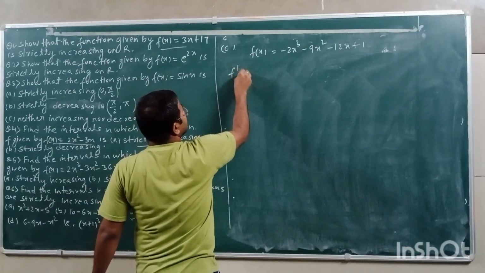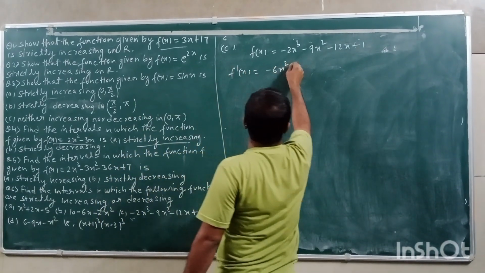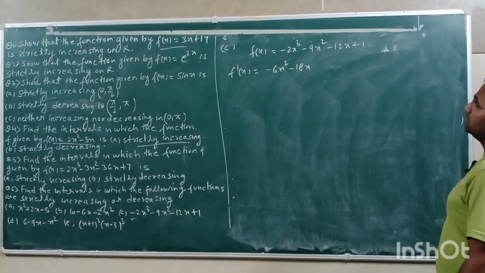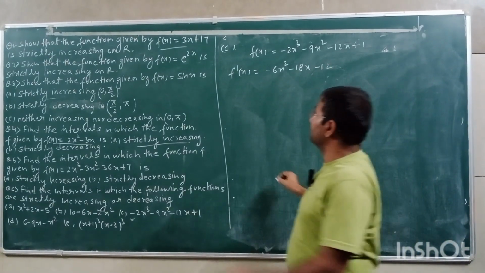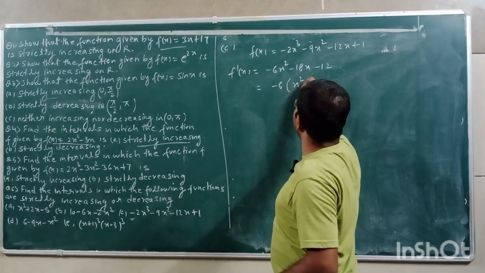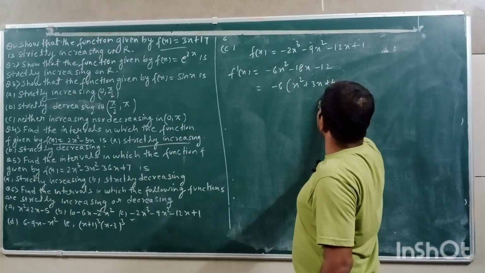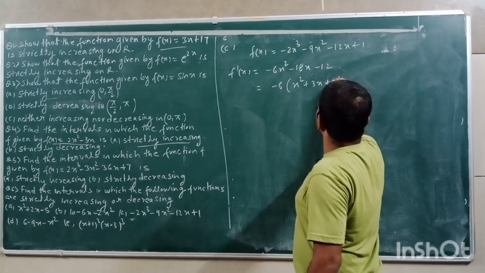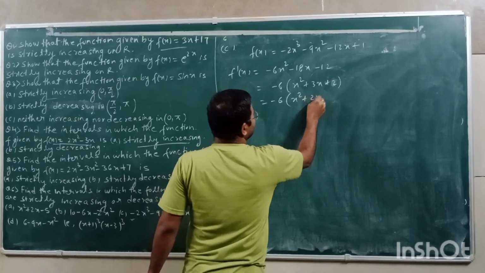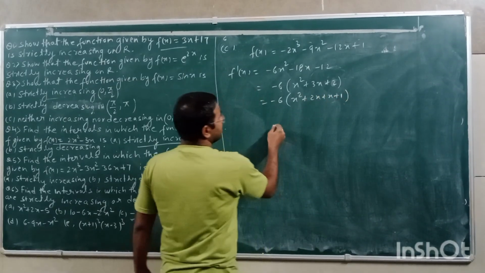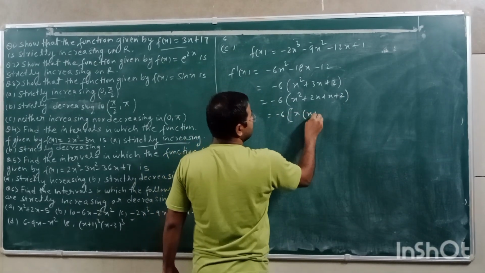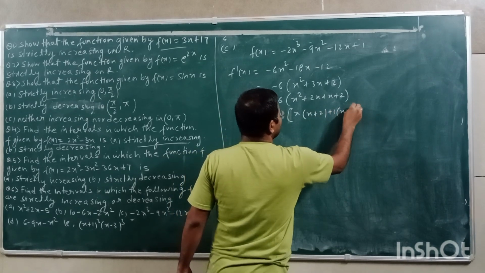Then f dash x can be written as minus 6x square minus 18x, then minus 12 will be there. Now take common: minus 6 common, then x square plus 3x plus 2 will be there. Sorry, 2 will be there. Then minus 6, when you factorize this, x square plus 2x plus x plus 2 will be there. Then minus 6, x common, then x plus 2 here, plus 1 common, x plus 2 here.